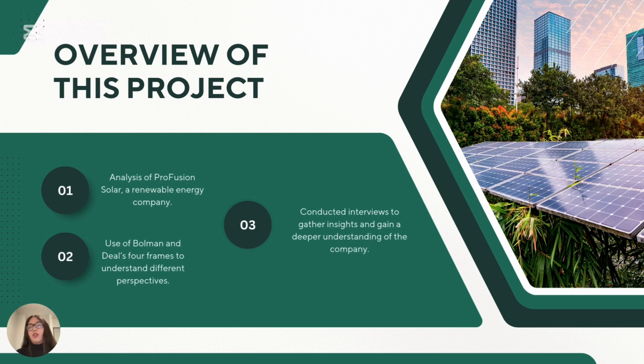Moving on to the overview of this project, this whole project is an analysis of ProFusionSolar, which is a renewable energy company. The goal was to identify the practices of this company and identify which of those practices belong to each of the four frames of Bolman and Deal, which are structural, human resources, political, and symbolic. To achieve this goal, we had to conduct primary and secondary research as well as carry out an interview.